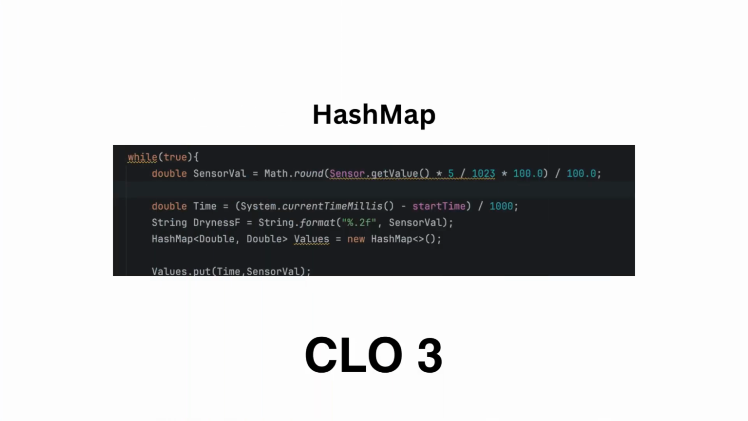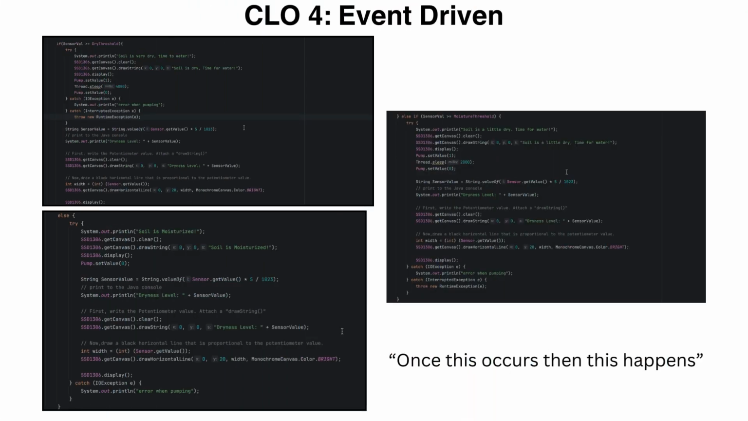For CLO3, which deals with collections of data structures, I used HashMap to store my time and sensor values as double types. For CLO4, my system is event-driven.